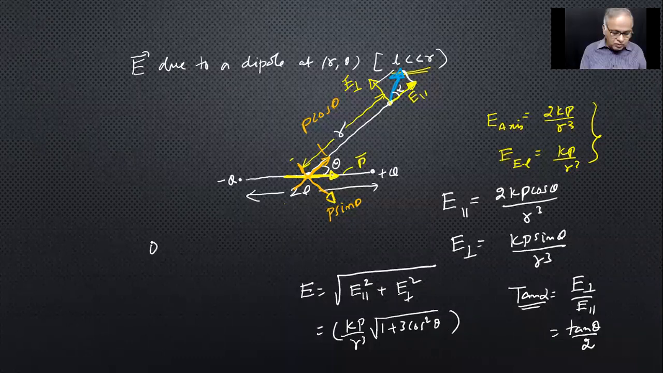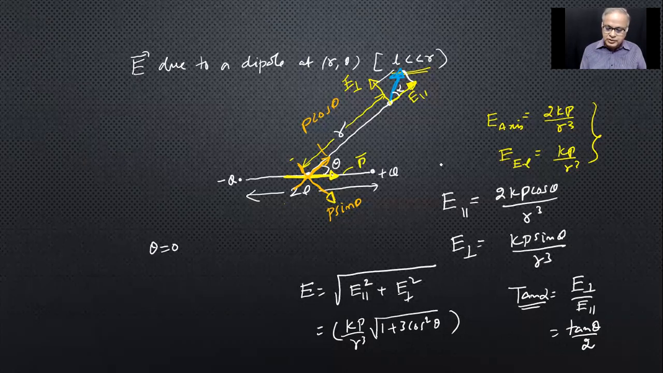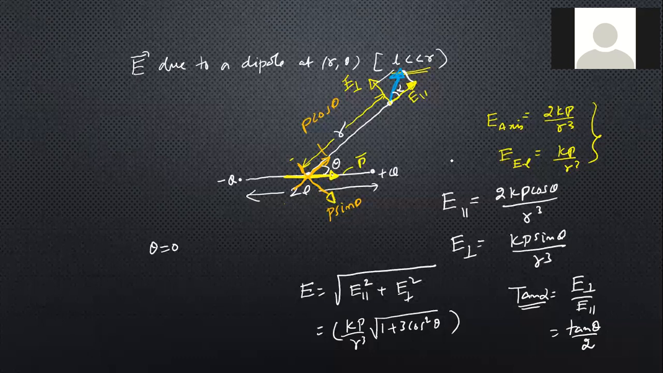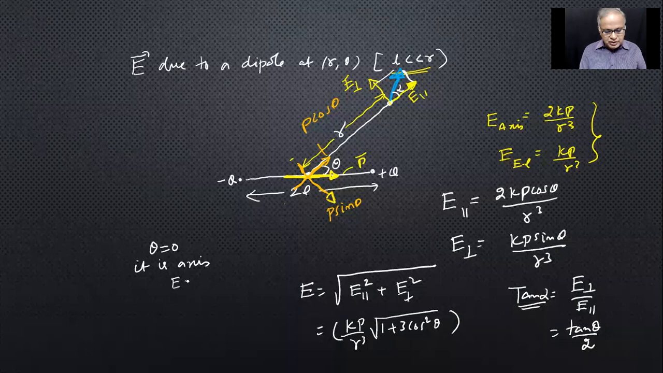If theta is 0, the point is here on the axis, right? My cursor, can you see? So you just put theta equals 0 here. 3 plus 1, 4, so 2kp by r cube, isn't it? If theta is 0, it is the axis, and the formula reduces to 2kp by r cubed.